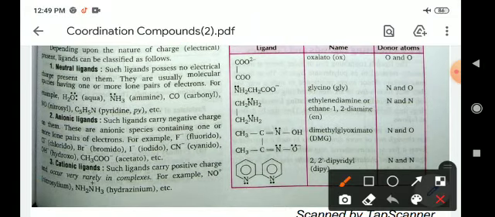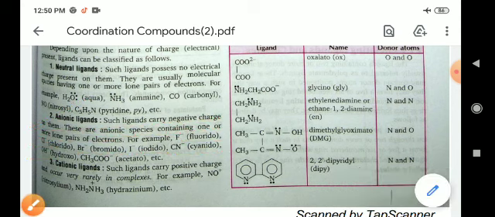Anionic ligands. Such ligands carry a negative charge and are anionic species containing one or more pairs of electrons. For example, for F ligands, the suffix fluorido is used. Fluorido, Cl chlorido, Br bromido, iodido, CN cyanido, OH hydroxo, CH3COO minus acetato. So these are the names of the ligands used in IUPAC nomenclature.